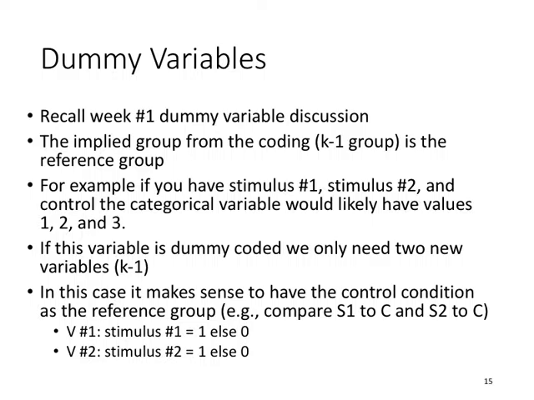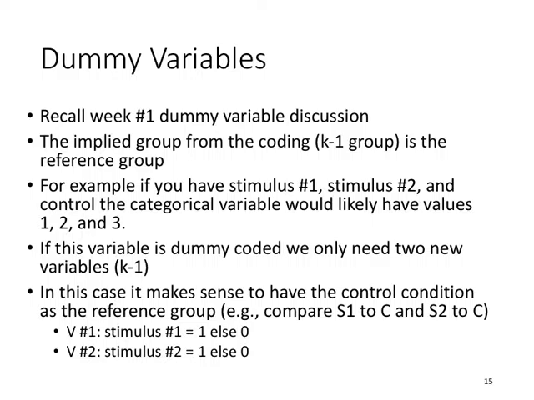We only need 2 new variables, right? And if I tried to do all 3 of them and put that into SPSS, it's going to remove one of them for me because it can't do it. It's like trying to divide by 0. It doesn't know what to do. You can't divide by 0. And so the machine has to get rid of one of the variables. And so we always have to do k minus 1.